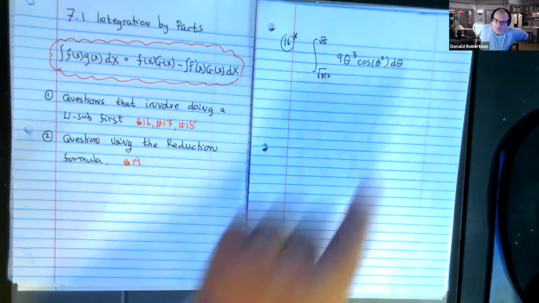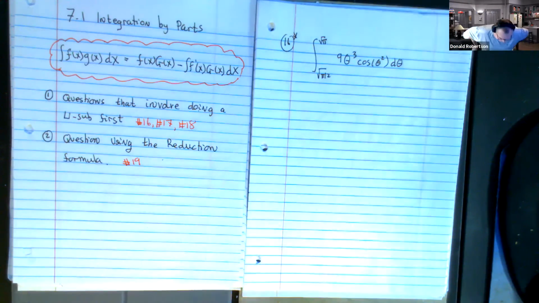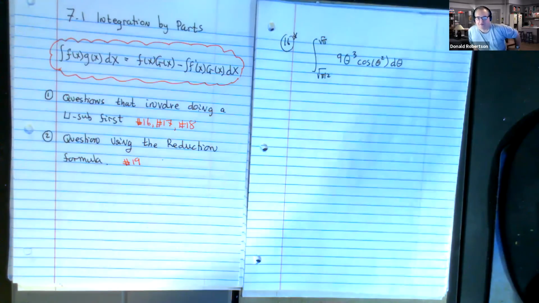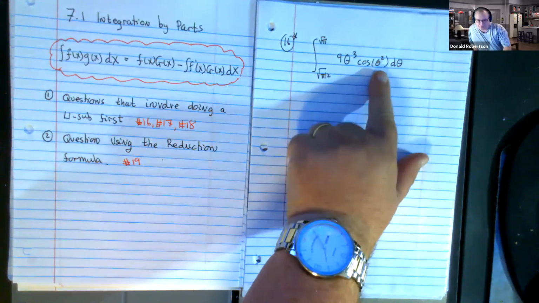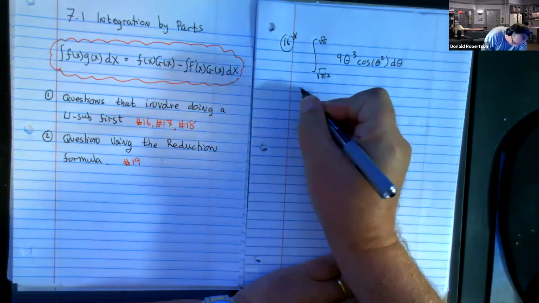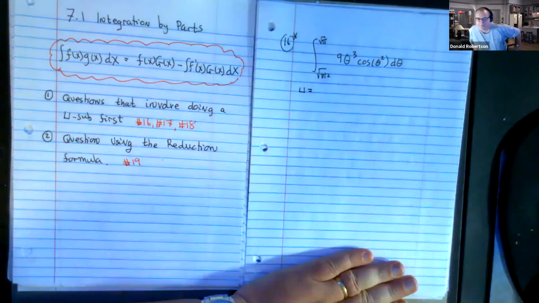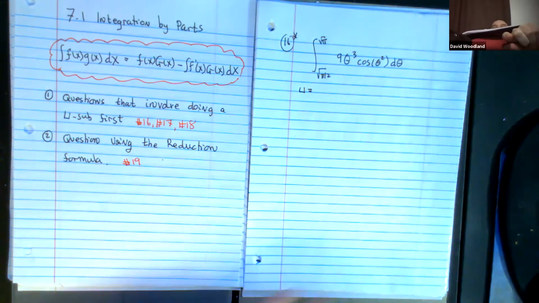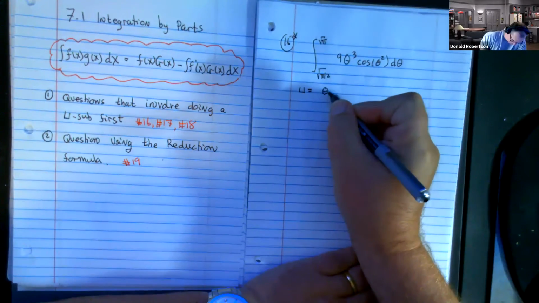Okay, give me the U-sub that we should start this question with. Let's just ignore the limits of integration until the end. Let's just pretend they're not there. So what U-sub would you use for this integral? Theta squared. Right, theta squared it is.